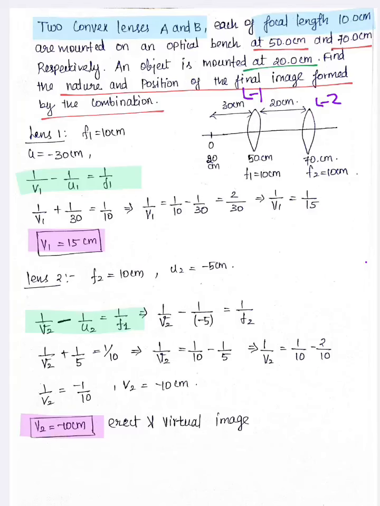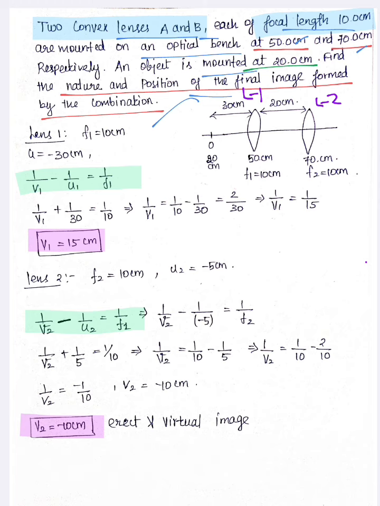The question is: two convex lenses A and B, each of focal length 10 cm, are mounted on an optical bench at 50 cm and 70 cm respectively. Object is mounted at 20 cm. Find the nature and position of the final image formed by this combination. Let's see the question in detail.